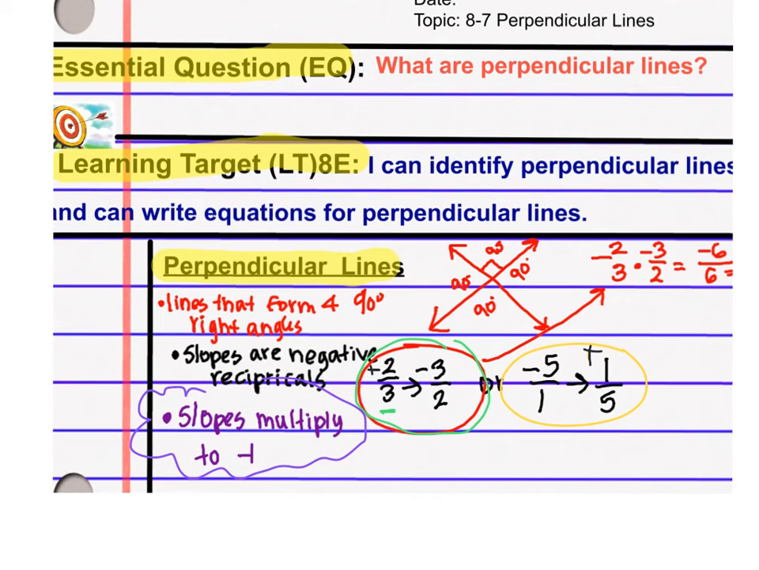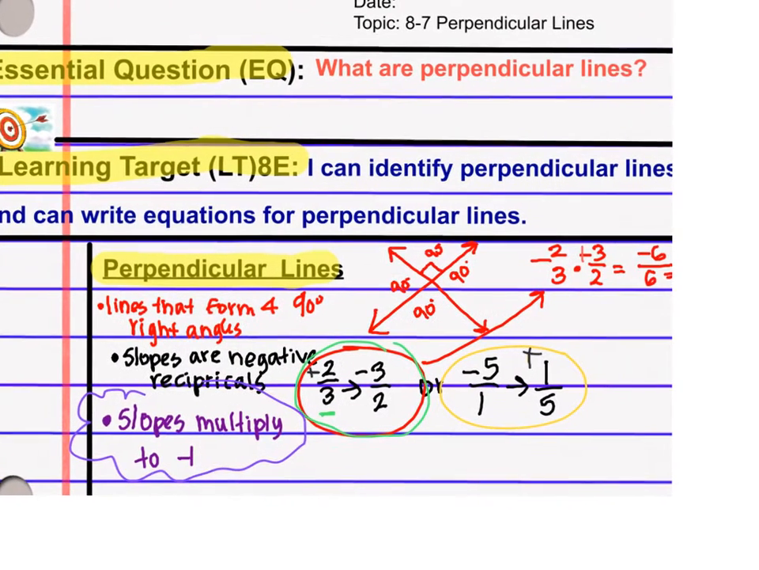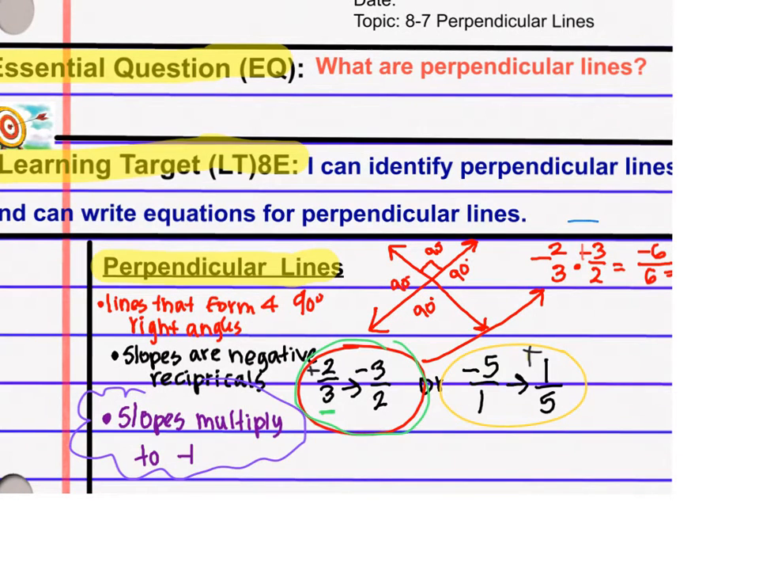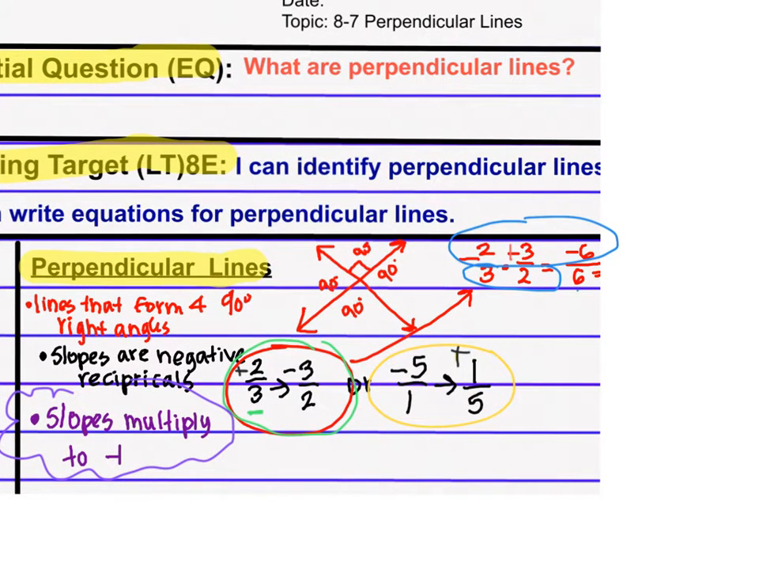So if I multiply -2/3 times, oops, there's a little mistake in this, -2/3 times 3/2, that one should be positive. To multiply a fraction, you are multiplying across. So right here, -2 times +3 is -6. The denominator or bottom of my fraction, +3 times +2 is 6. And then if I divide those, I get -1. So I will always get -1 when I multiply the slopes of perpendicular lines.